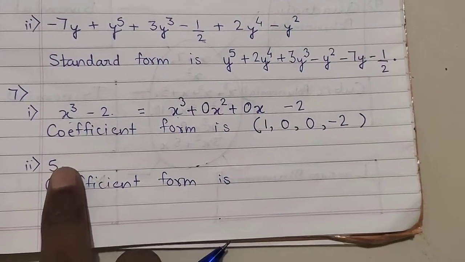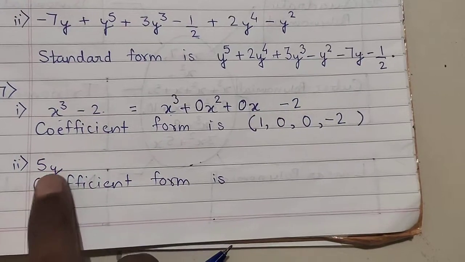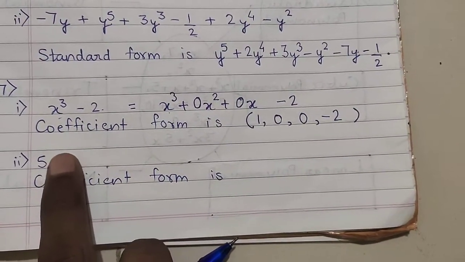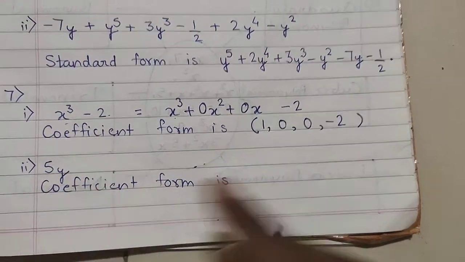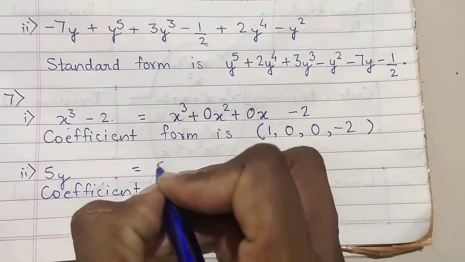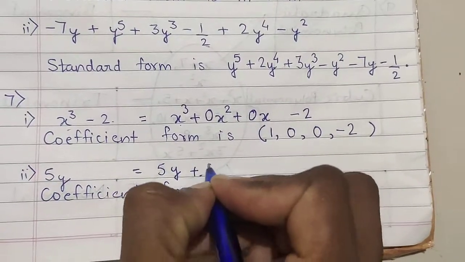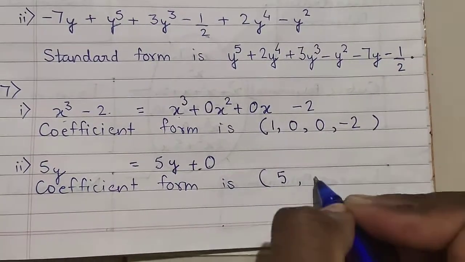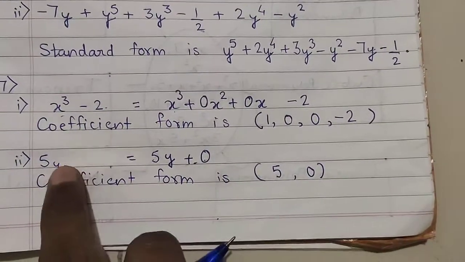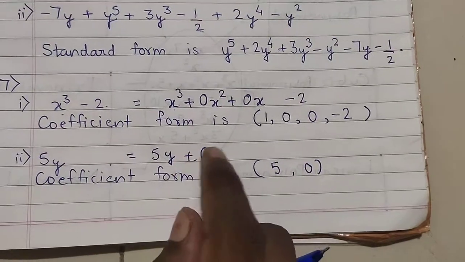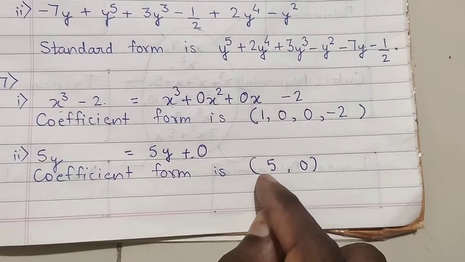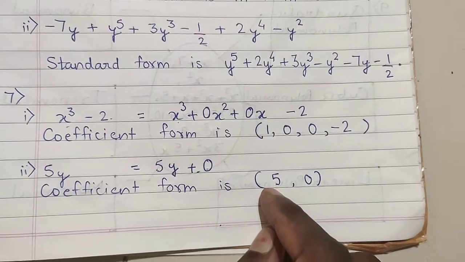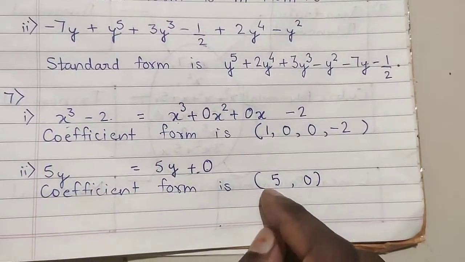Your second question is 5y. Now in this case your power of variable is 1, and you know after power 1 there should be a number. So in this case your 5y is okay, but the last number is missing, so that number can be taken as 0. So what is your coefficient? 5 and 0, because in this case your last number was missing, so that is why we have taken 0, and our coefficient form is 5, 0. Okay, so this is the way to write your coefficient form.